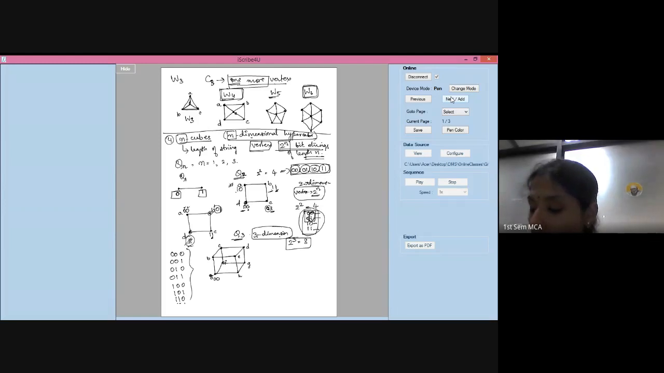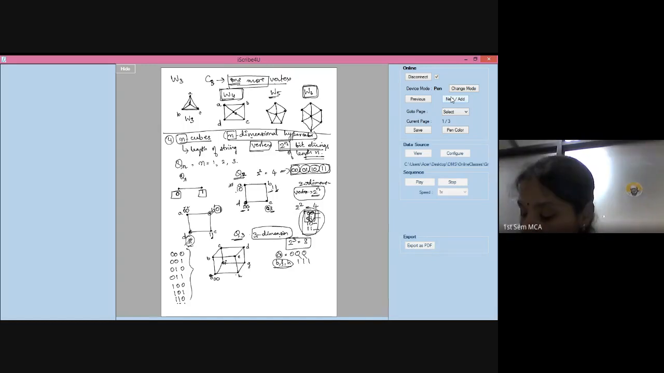For example, if A is 0, 0, 0, what is the adjacent vertex? B is adjacent, F is adjacent, H is adjacent. These are all adjacent vertices to A. At any of these vertices, I cannot place 1, 1, 1 because all 3 bits are changing. That is wrong. Only one bit can change its position. Either one of the 0s can become 1, or one of the 1s can become 0. We have to keep such possible combinations at each of these vertices.